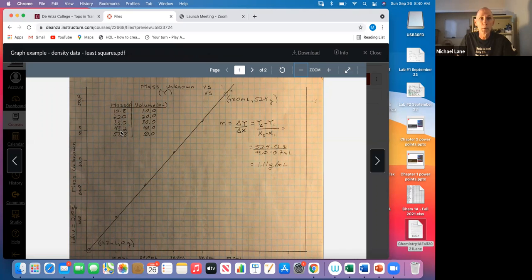Information, data, if you will, without units is just a number. So all data has to have units associated with it, either directly written after it or in a column like this, where the column is labeled as to the data. So this data is a set of mass versus volume of a particular liquid. So there's the data that we're going to graph.